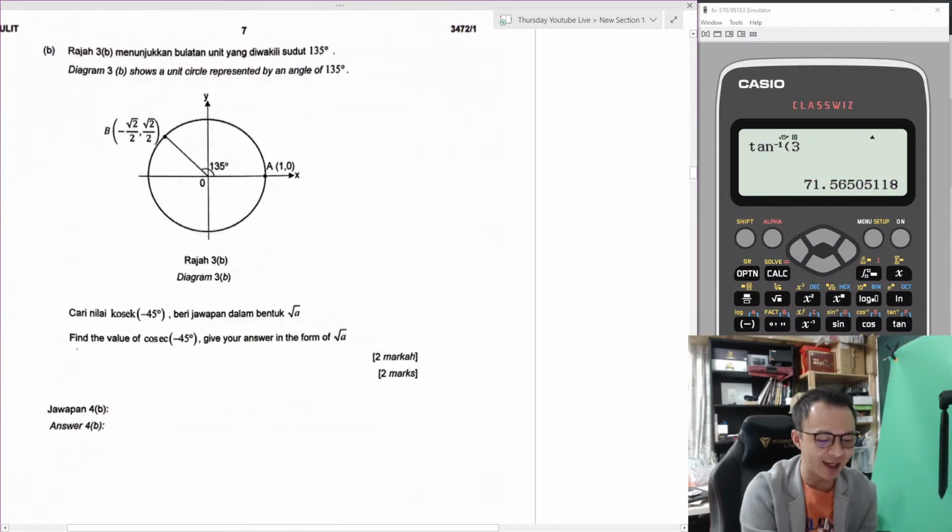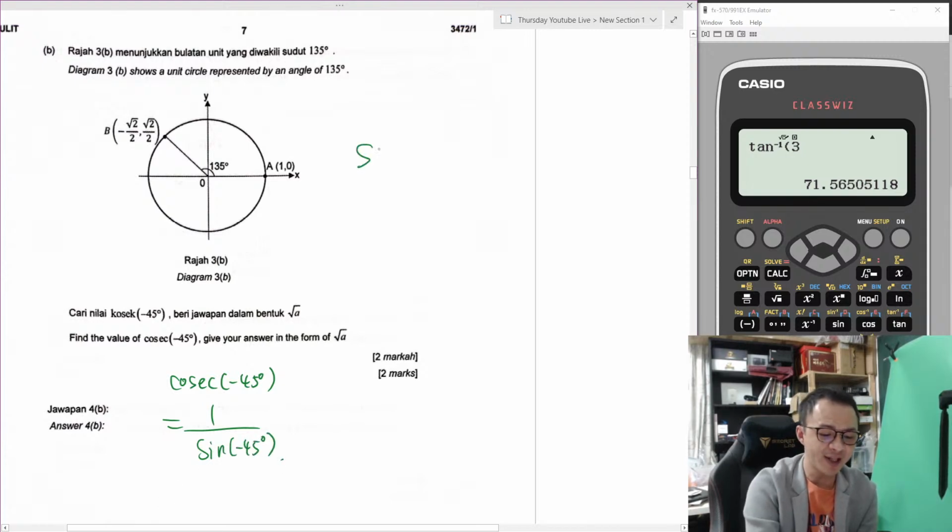Right, so this one they asked us to find the value of cosecant negative 45 degrees. Okay, so cosecant negative 45 degrees is equal to 1 over sine negative 45 degrees. Okay, so we know sine negative theta equals to negative sine theta. If you want to know why, you can go to watch one of my videos. I actually explained about it, but I'm not going to explain here, so I will just use the formula. So this is negative sine 45.